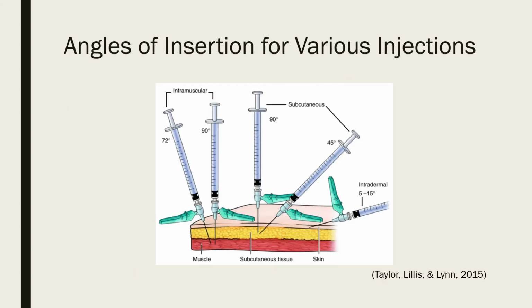So here are the different angles where you could go in with your needle. Let's start at the right-hand side. We haven't talked about intradermal yet, but that's like your TB test. You've all had one of these, and that is where the medication goes right under the skin, not in the subcutaneous tissue. Moving a little bit to the left is your subcutaneous, which can go in at a 45-degree or a 90-degree angle. And then your intramuscular can go in at a 90-degree angle or 72 degrees. Most people use the 90-degree angle, but it gets it down into the muscle.